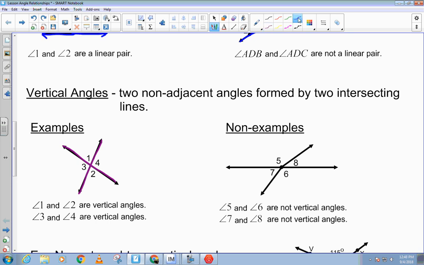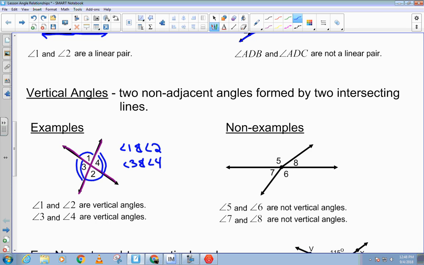So if we look at angle 1 and angle 2, that's a vertical angle pair. Okay? If I look at angle 3 and angle 4, those are a vertical angle pair. Oh, I had it written down right there. Those are a vertical angle pair. Okay?